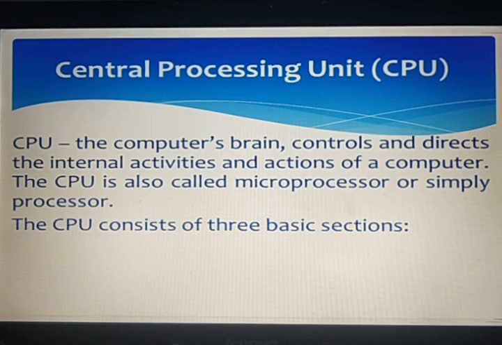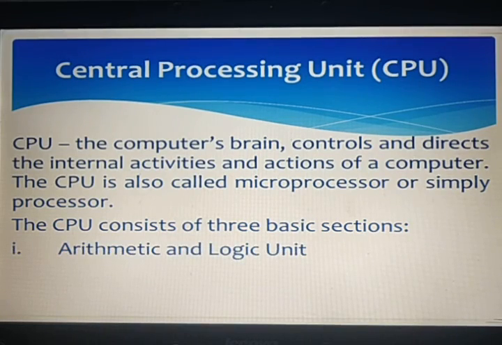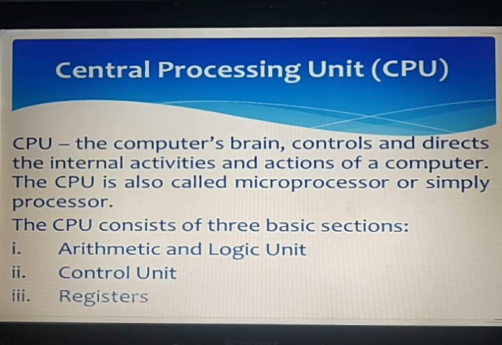The CPU consists of three basic sections: the ALU, arithmetic and logic unit, the control unit, and the register, also known as cache memory. These three sections of the microprocessor work together to control the operations of the system. These are connected to other crucial components like the input unit, output unit, and secondary memory via a special connecting wire called the system bus.